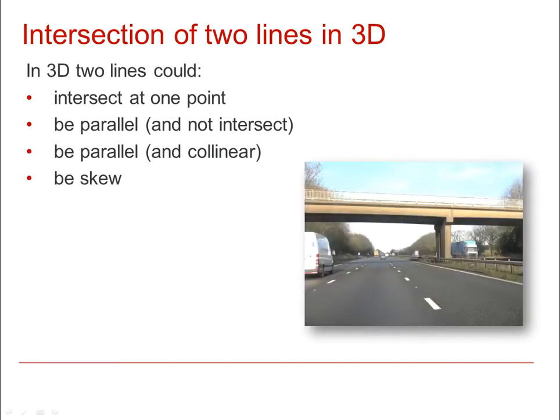The picture here shows a good example of skew lines where we have 2 motorways going across each other, but of course they don't actually intersect at a point, they are skew. So we've got 4 possibilities when we have lines in 3 dimensions. The method of solving those is very similar to that we had in 2 dimensions.